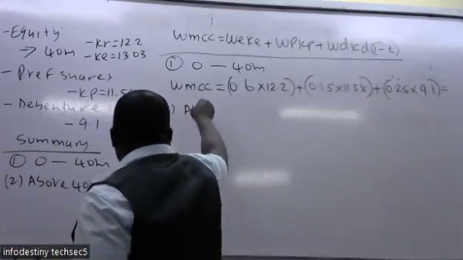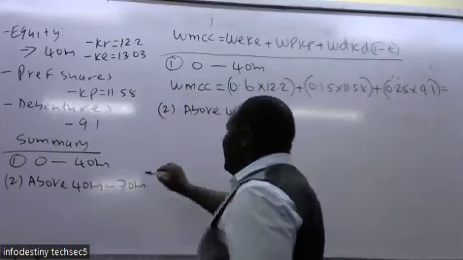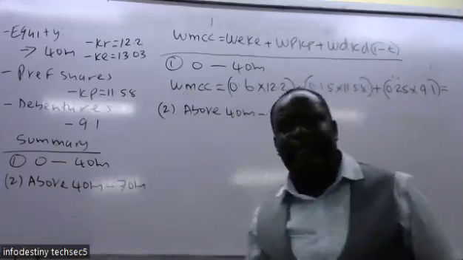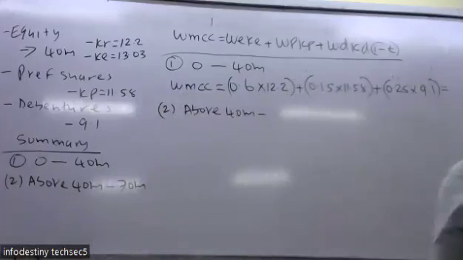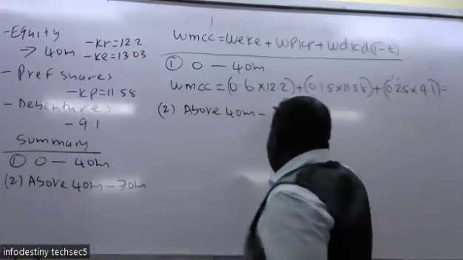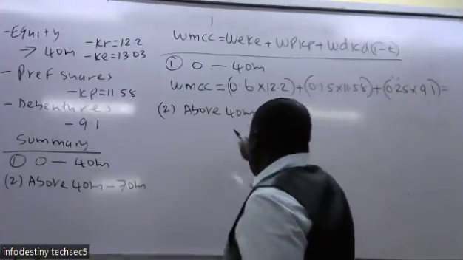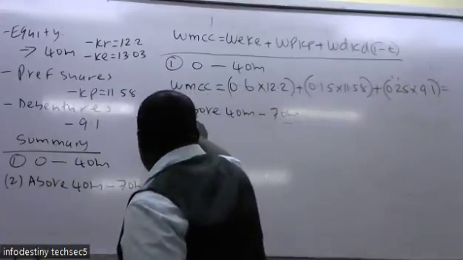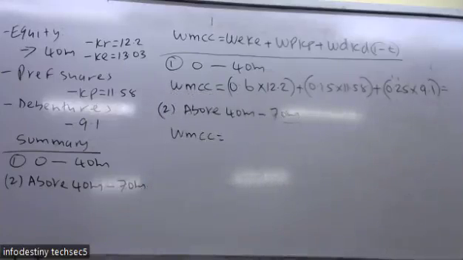Second one is now above 40 million to the next highest. The next highest is the same as the total cost of all the projects, because there was no other breakpoint, which was how much? 70 million. So now we also calculate the WMCC. We should now also be able to get the WMCC for that level.